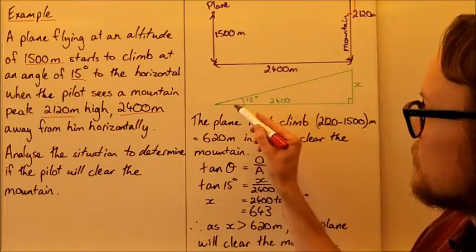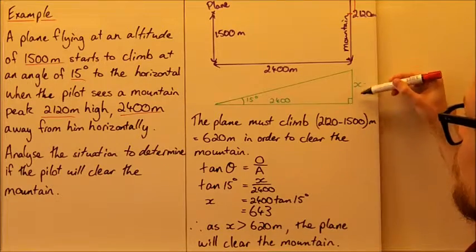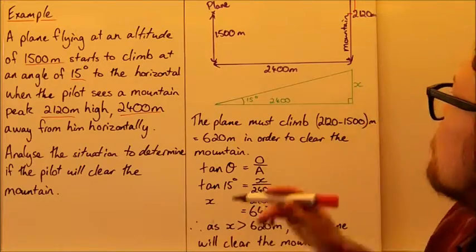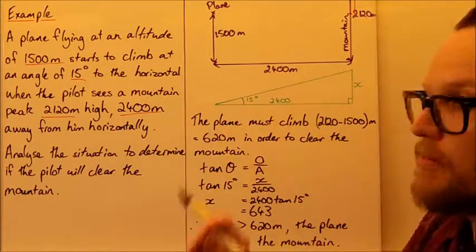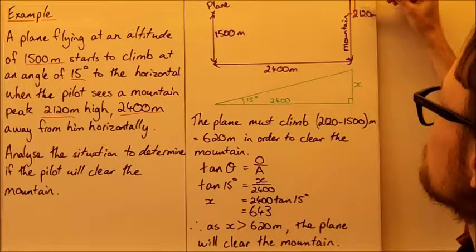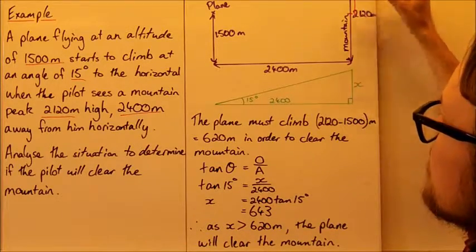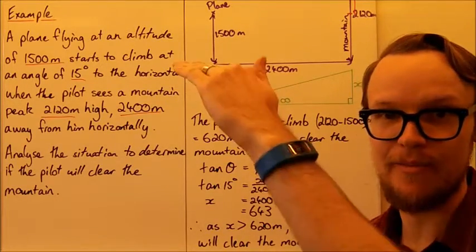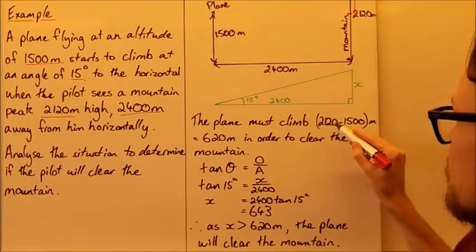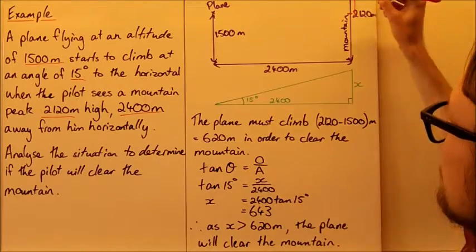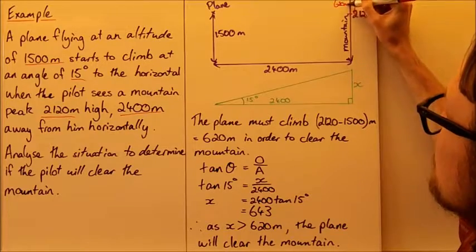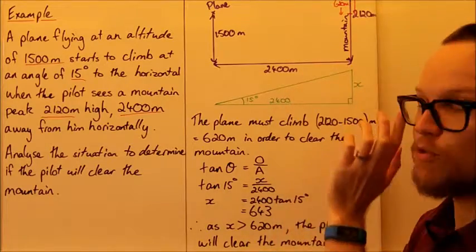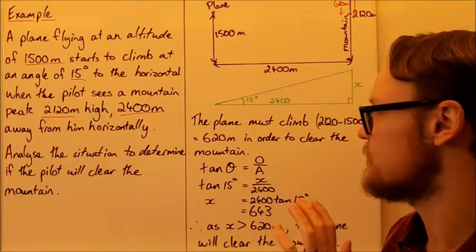We can see that it's 15 degrees, and we can see the actual amount vertically that he's going to be able to climb if he maintains that angle. So how far is it to the top of the mountain from where the plane is? Well, if I find the difference between 2,120 and 1,500, then that's the distance that the plane has to climb vertically before it can clear it. That distance there is 620 metres that he has to climb. So if x here is a larger value than that, then he has cleared the mountain.